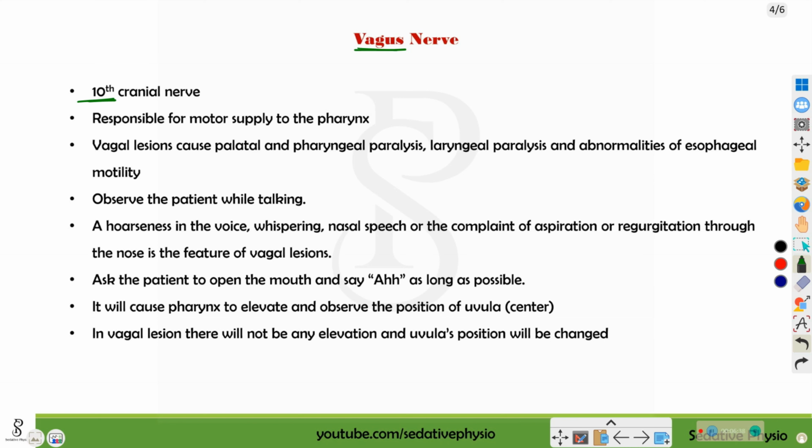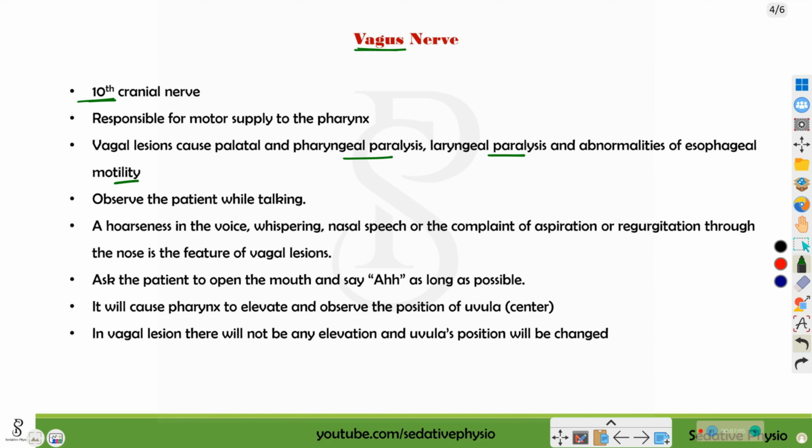So, if there is a lesion in the vagus nerve, it can cause palatal and pharyngeal paralysis, laryngeal paralysis, and abnormalities of esophageal motility. So these three conditions can be seen if there is a lesion in the vagus nerve. Many patients lose their voice during vagal lesions because of the pharyngeal and laryngeal paralysis.